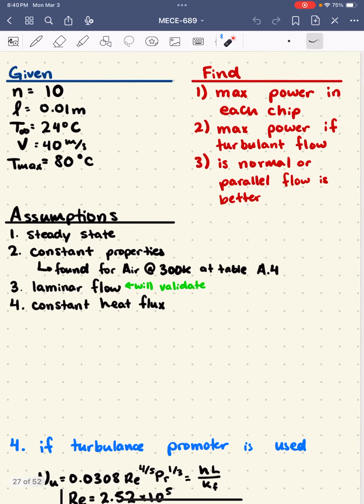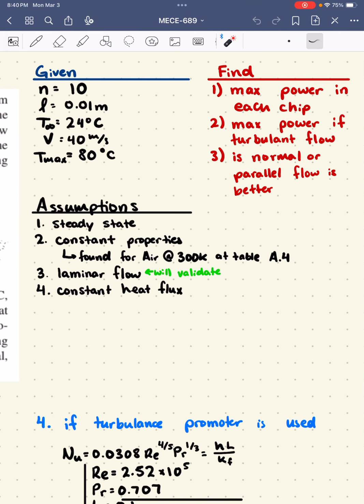Now, in summary, we have these constants given. We're assuming steady state, constant properties, laminar flow, and constant heat flux. Now, we are going to validate our third assumption here to get laminar flow. But the way that the question is phrased, we can start by assuming that. And for the properties that we're finding, I'm going to be using air at 300 Kelvin.